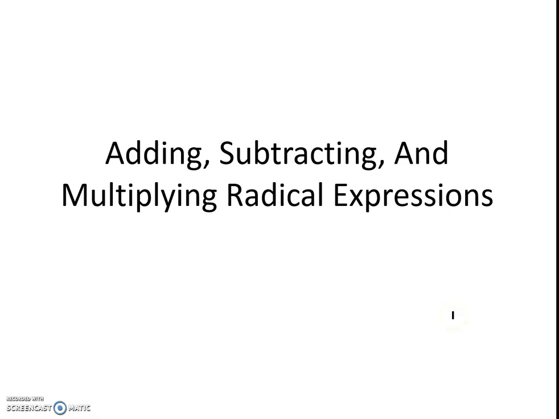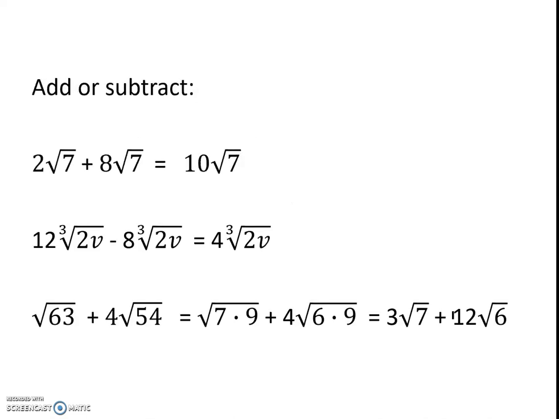Today we're going to be looking at adding, subtracting, and multiplying radical expressions. The first examples are to add or subtract radicals. If I have 2 times the radical 7 plus 8 times the radical 7, I have 10 radical 7 because we add the 2 and the 8.